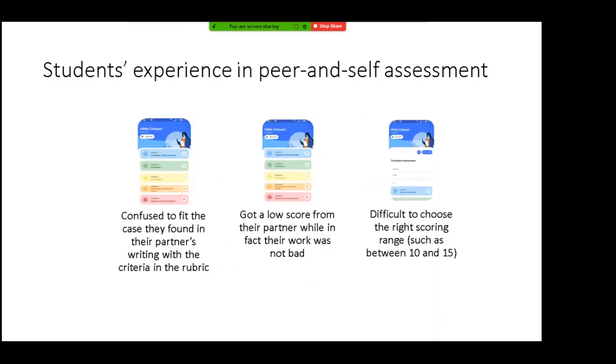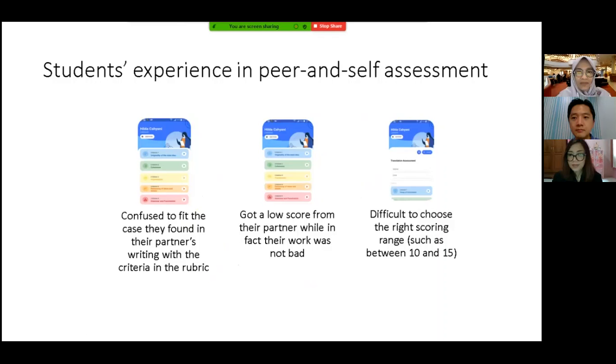So this is how our rubric looks. This is the user interface, as you see from the screen. And then each student's experience in peer and self-assessment. They were confused about fitting the case they found in their partner's writing to the criteria in the rubric. There are several criteria in the rubric, and sometimes students get confused whether these criteria can be categorized as good or fair or poor. So they're still confused with that.